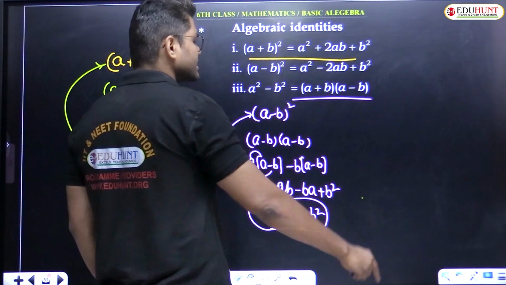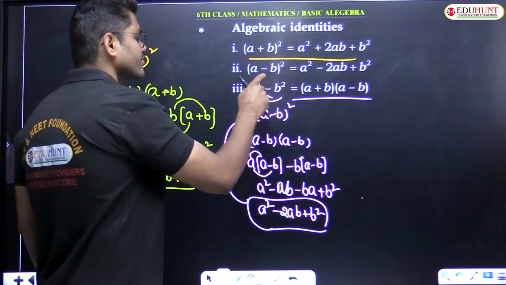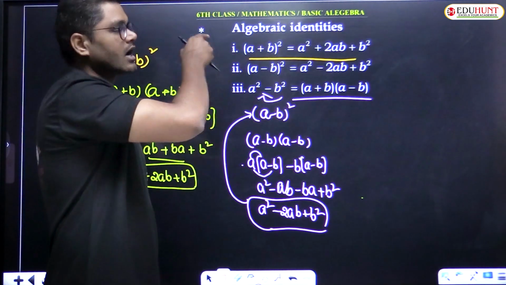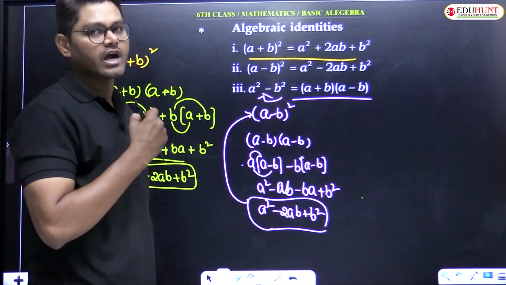If I multiply a plus b into a minus b, I will get a square minus b square. Okay, these are the algebraic identities. As of now, we have to understand.